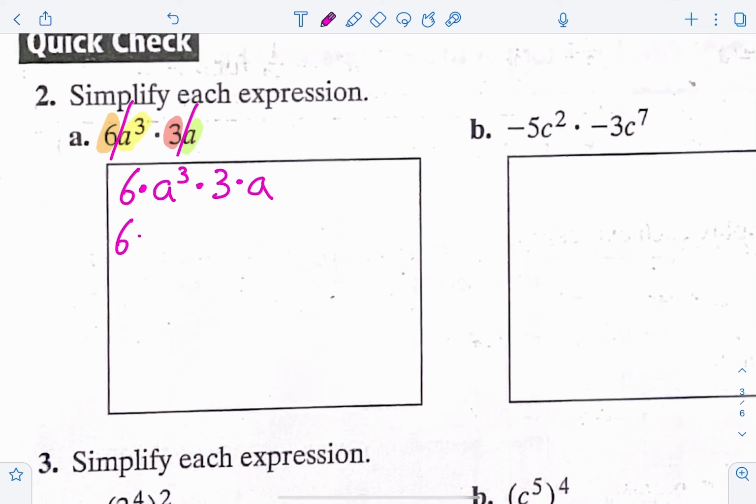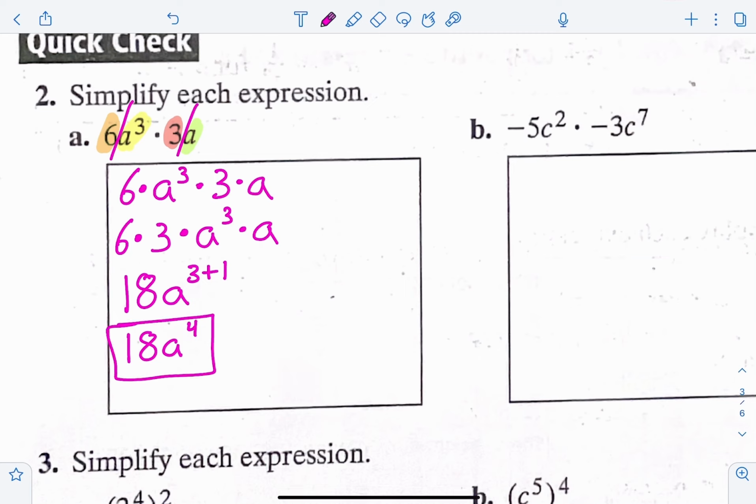So you're going to have 6 times 3, okay, because those are your 2 numbers, times a to the third times a. Okay, so now you have like things together, but they all came from above. We just reordered them. 6 times 3 is going to be 18. And then we have a to the third and an a, so we end up with a to the 3 plus 1, because we have to show that step where we're combining the exponents. And then we end up with 18a to the 4 as our final answer.